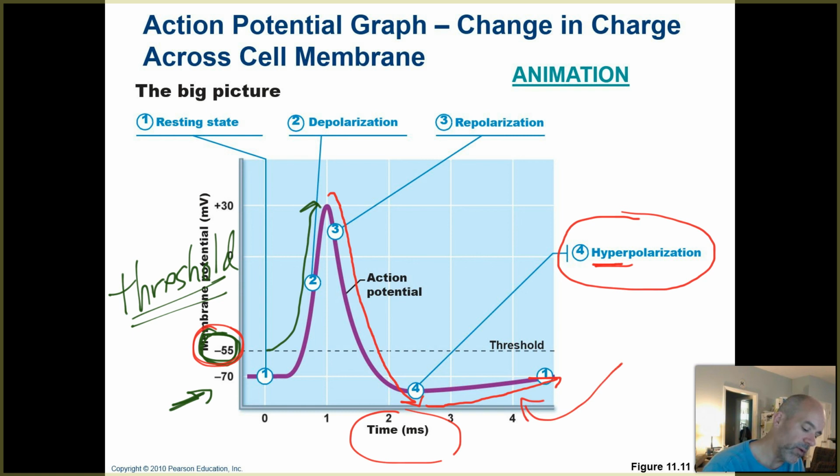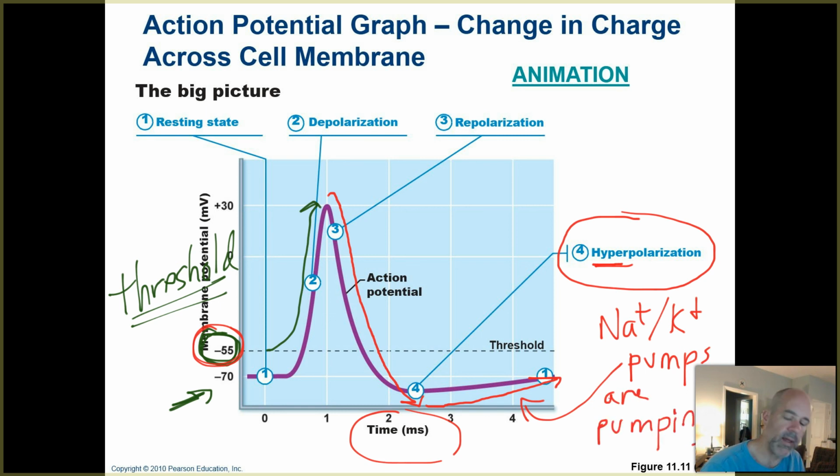During this period, what's going on is your sodium-potassium pumps are running. They pump sodium out, potassium in, and so you go back to your normal state across the cell membrane where you have greater amounts of sodium ions outside, greater amounts of potassium ions inside, and that brings you back to -70. And now if we need to, we're ready to have another action potential here at this local area.